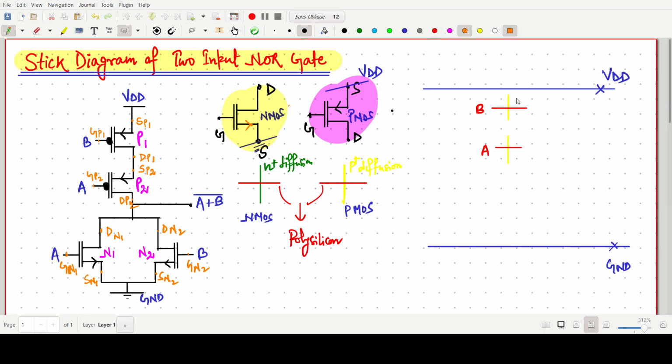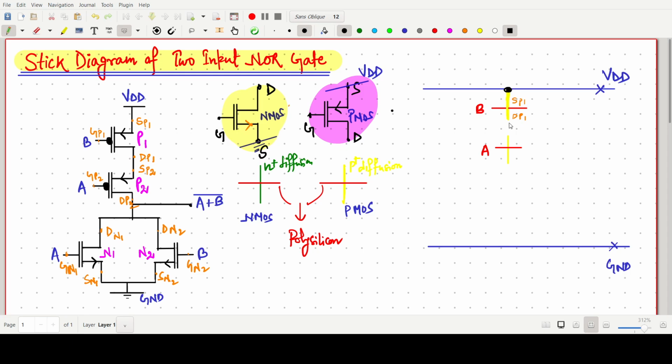This one is our source of P1 we can write, and this one is our drain of P1. Okay, so source of P1 is connected to VDD. So you can just connect this yellow line to this point, and we can make a contact. So right now I am making a contact.